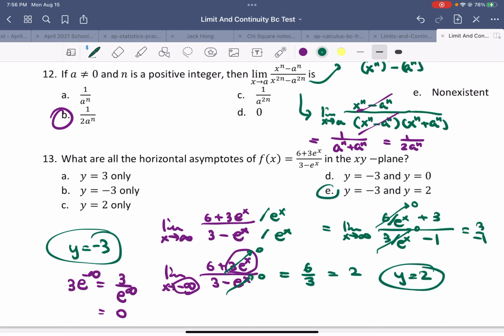So answer E. Okay? So you have 2 horizontal asymptotes. So you have to do the positive limit, and then you have to do the negative limit. Okay? But for the first one, yeah, I divided by e to the x top and bottom. But for the second one, I showed you this one equals 0, so you don't have to divide. Okay? So that goes to y equals 2. All right. Let's move on.